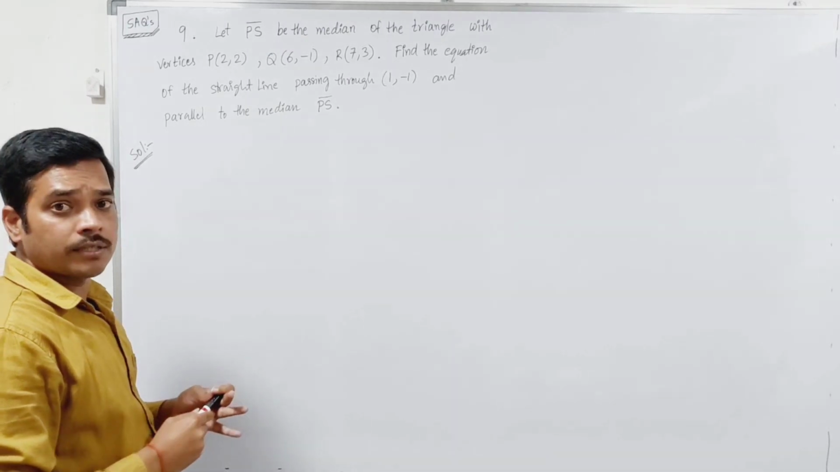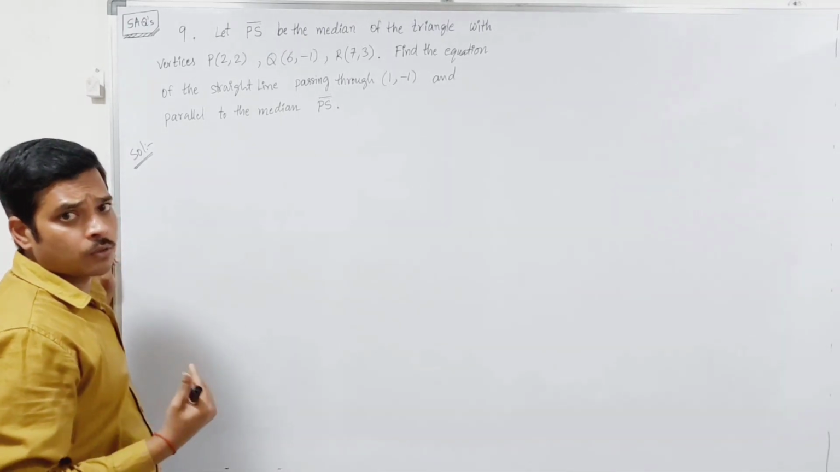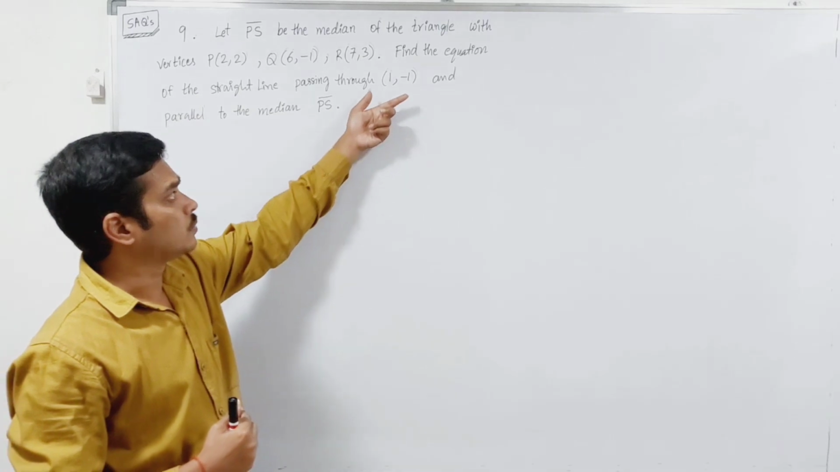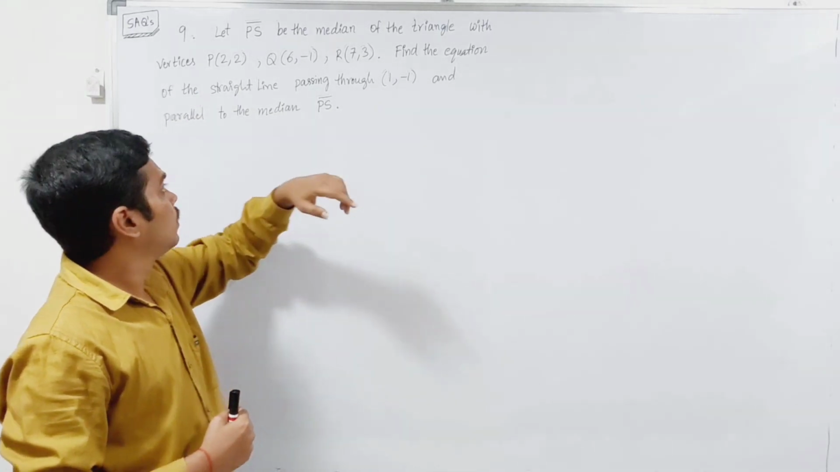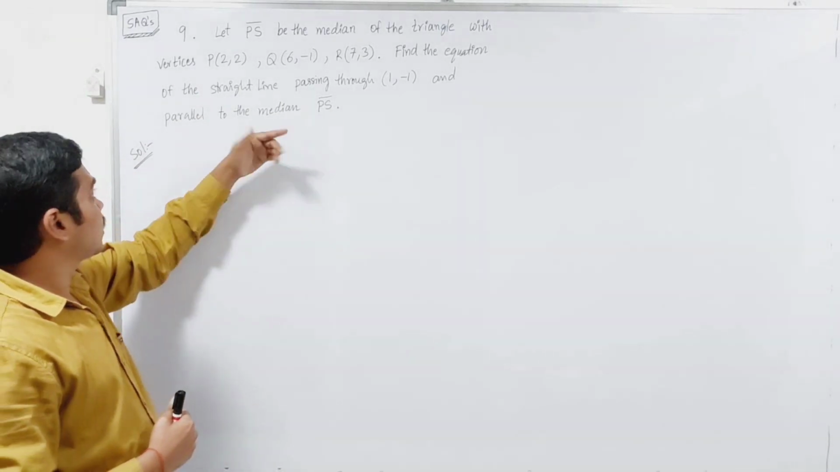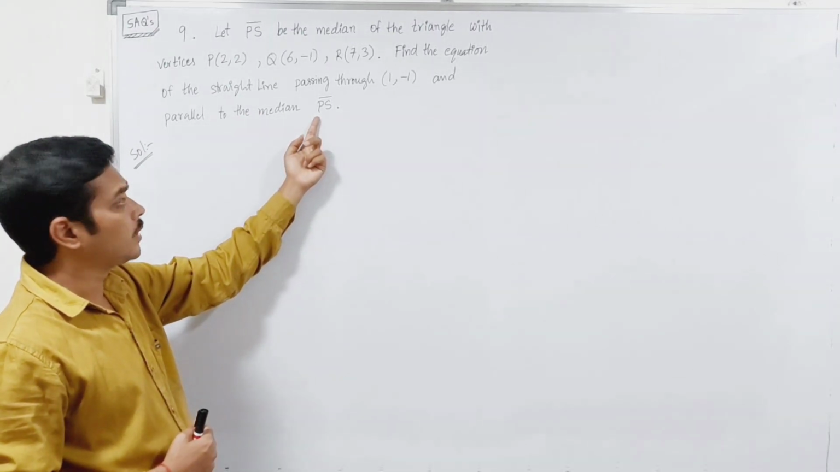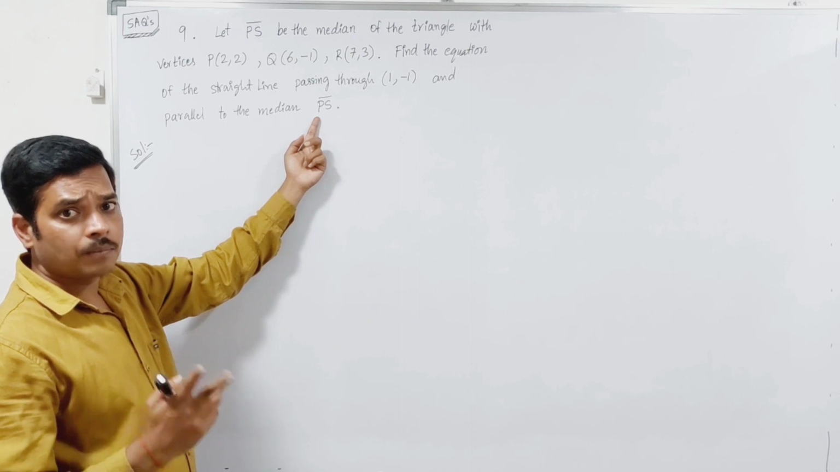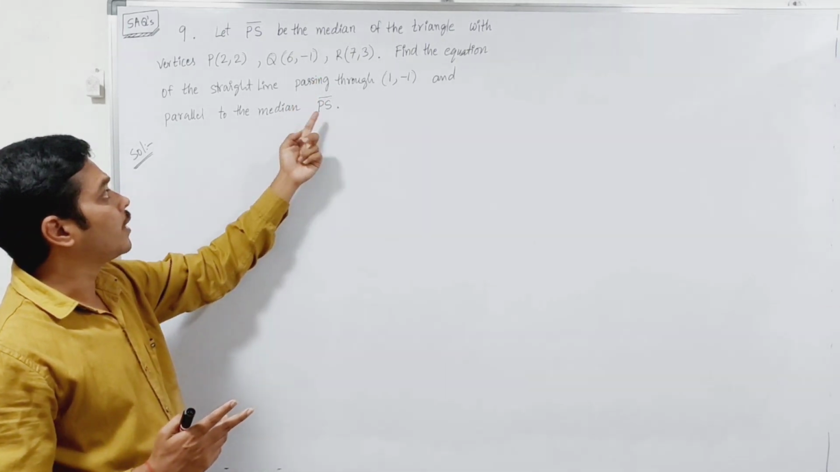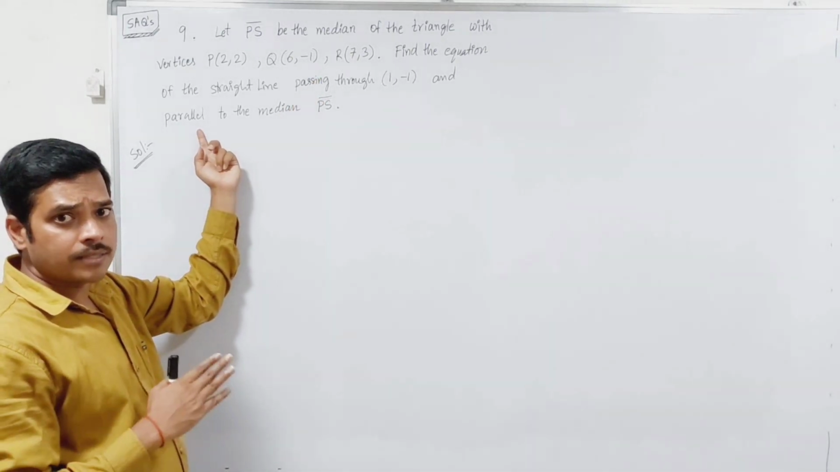How to find out the equation of a straight line? One point, one slope. Already one point is known, given in the question. And one hint is given, that is, the required line is parallel to median PS. If two lines are parallel, the required line and median PS are both parallel, already mentioned in the question.